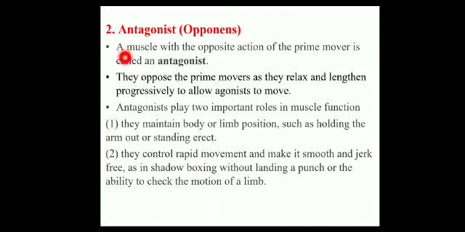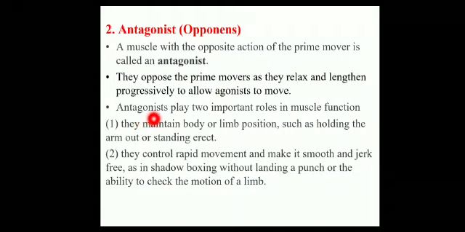What is an antagonist? A muscle with the opposite action of the prime mover is called an antagonist. They oppose the prime movers as they relax and lengthen progressively to allow agonists to move. So what does it mean? It means, as I have told you, that in the flexion of the elbow joint, the prime mover is biceps brachii, which helps in the flexion at the elbow joint. At the same time, the triceps brachii relaxes. So the triceps brachii in the flexion of the elbow joint acts as antagonist.